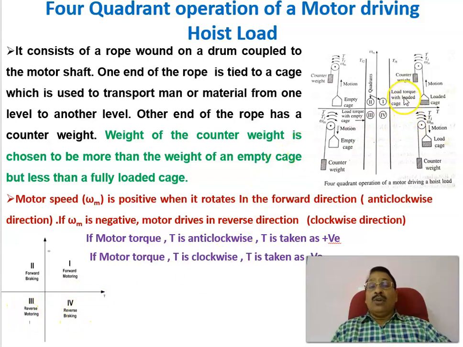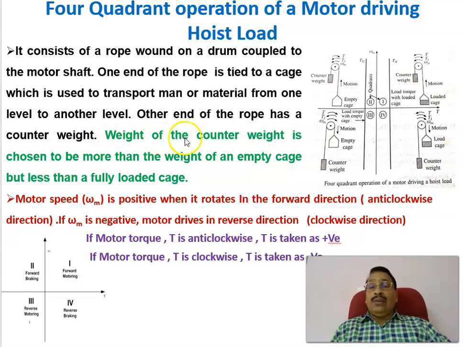Now, how can a motor driving a hoist be operated in these four quadrants? This is the first quadrant, and this is the second, third, and fourth quadrant. The hoist consists of a rope wound on a drum coupled to a motor shaft. One end of the rope is tied to a cage which is used to transport man or material from a lower level to an upper level.